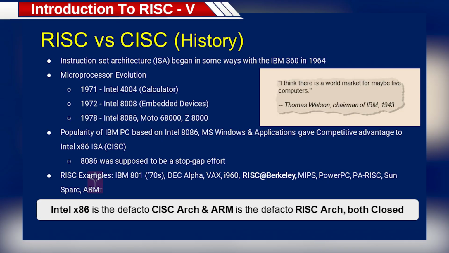Before going to that, essentially as a result of this PC revolution, Intel x86 became the de facto CISC architecture, and ARM, we'll talk about a little bit later, became the de facto RISC architecture, right? But the key thing is both of them are closed, right? From a developer perspective, these are both proprietary architectures. Intel controls the x86 architecture, and ARM controls their architecture, which is RISC. So they are both closed, right?